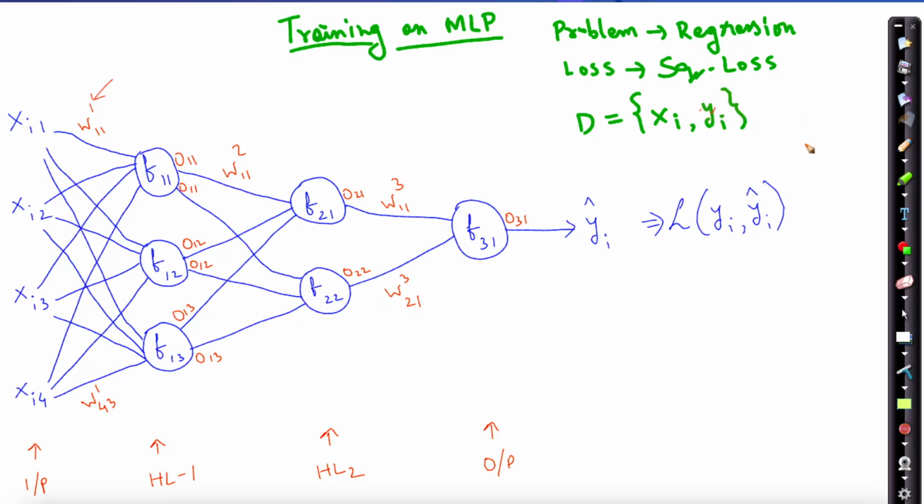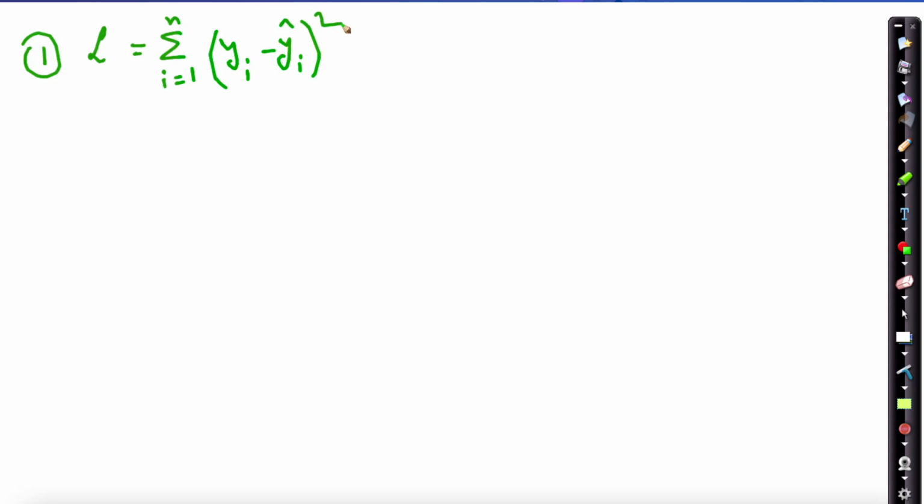Now let us see the next step. The steps are the same as the earlier one. The first step is: what is the loss? The loss here is the summation over i equals 1 to n of (yi minus yi hat) whole squared, plus a regularization term just to deal with overfitting and underfitting.